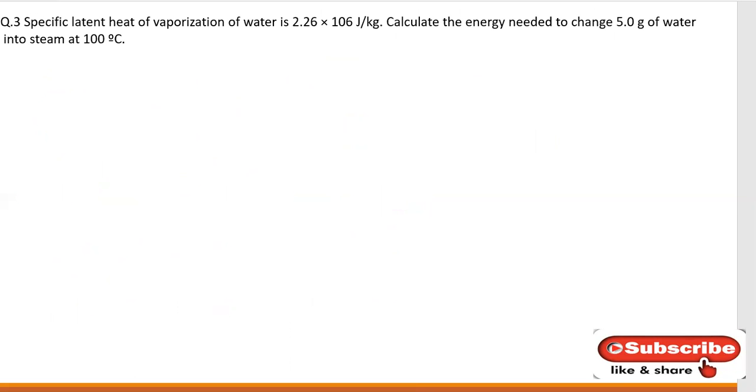The specific latent heat of vaporization of water is given as 2.26 into 10 raised to 6 joule per kilogram. Calculate the energy needed to change 5 gram of water into steam at 100 degrees Celsius. Mass is given as 5 gram. Here the latent heat is given in the SI system, so we have to convert mass into kilogram, that is 5 into 10 raised to minus 3 kilogram.